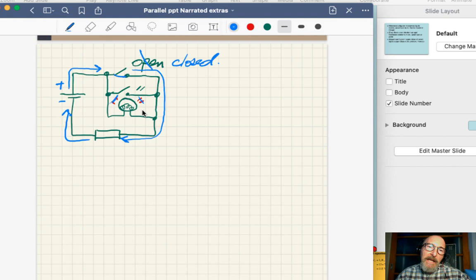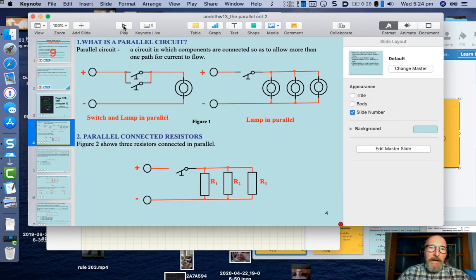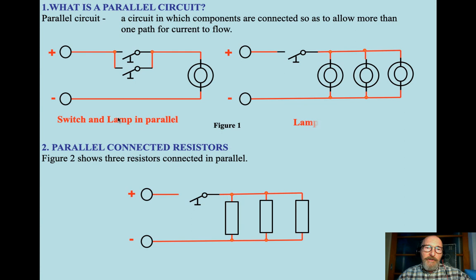If we go back to our PowerPoint and switch and lamp in parallel, well, like I said, that's a bit of a mistake that's been made in this PowerPoint. The switches are in parallel. If I close the top switch, the lamp can glow. If I close the bottom switch, the lamp can glow. But with both switches open, the lamp cannot glow.